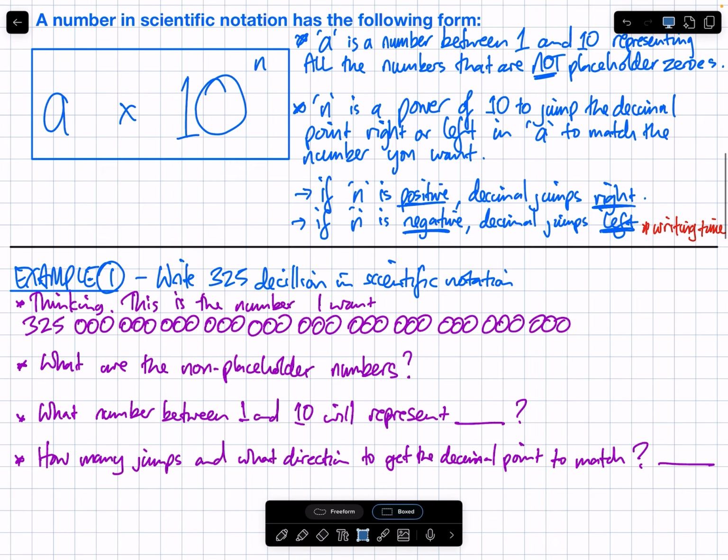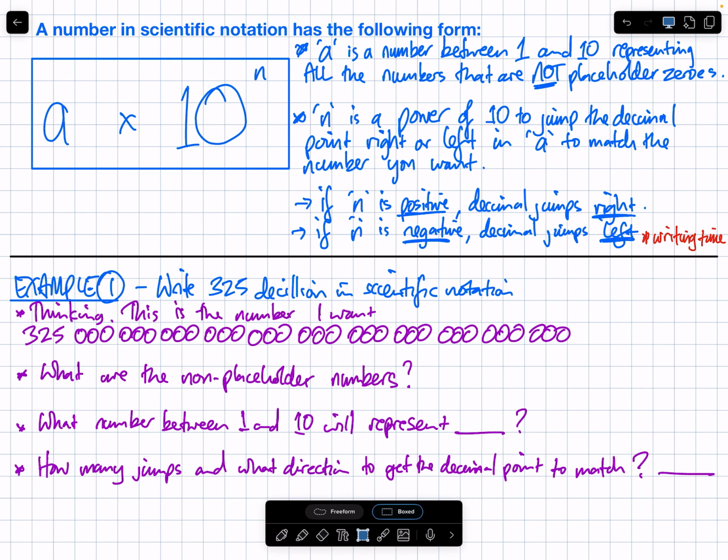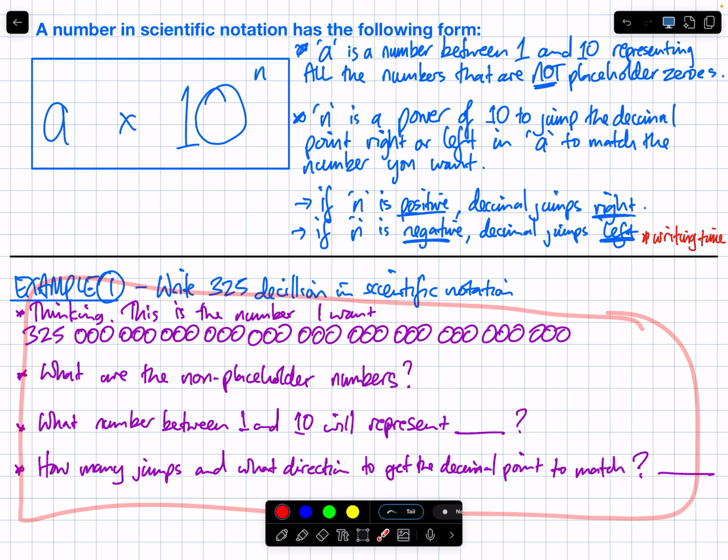I'm going to scroll it down to here for now so I can start talking through example 1 so you can actually see how this translates to answering a question. I want to write 325 decillion in scientific notation. This purple stuff, this is right now just for me to help your thinking. What is the thinking? This is the number that I want. 325 with 1, 2, 3, 4, 5, 6, 7, 8, 9, 10, 11, 12, 13, 14, 15, 16, 17, 18, 19, 20, 21, 22, 24, 25, 26, 27, 28, 29, 30, 31, 33 zeros after it.